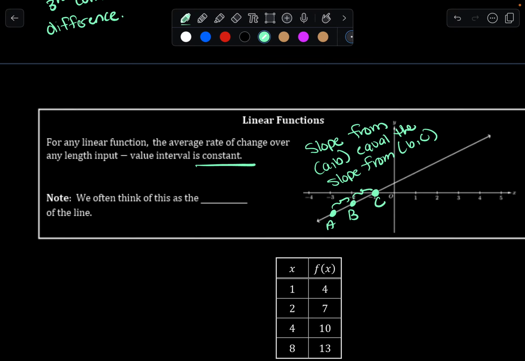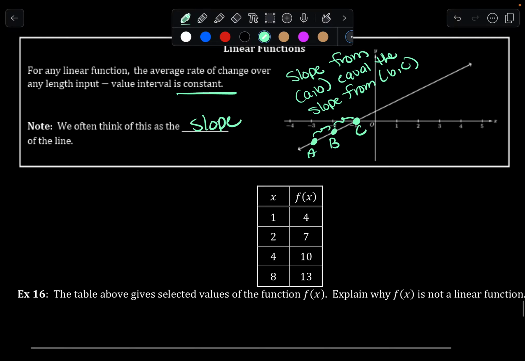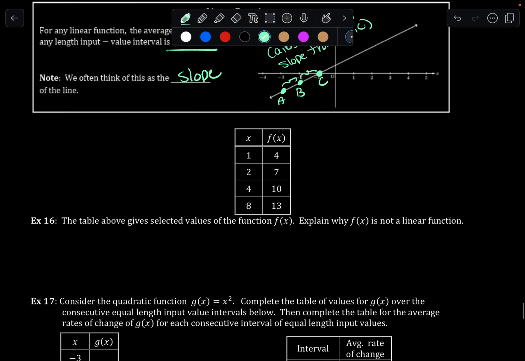So note, we often think of this as the slope of the line. Well, I already said that. Okay, so let's see how this works. So the table above gives selected values of the function f of x. Explain why f of x is not a linear function. So if we look over here, just a quick note, to analyze, we do what we did on the previous page.